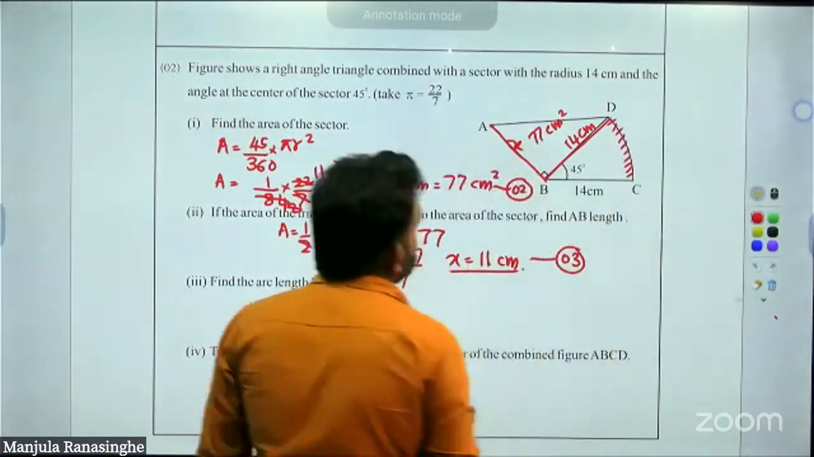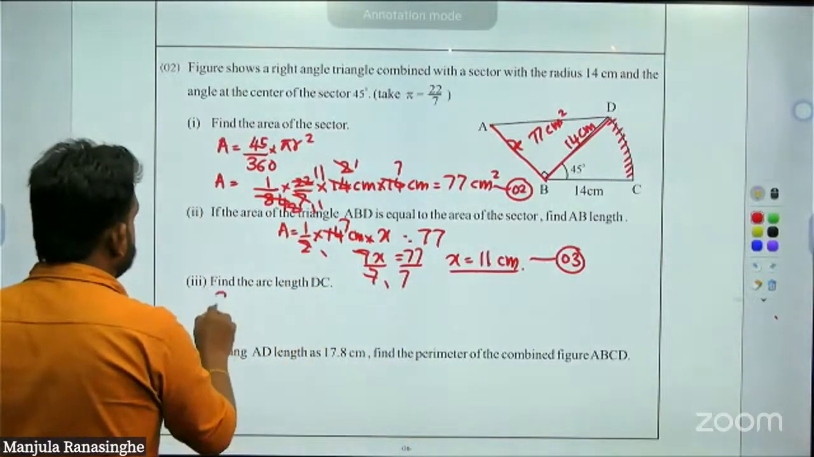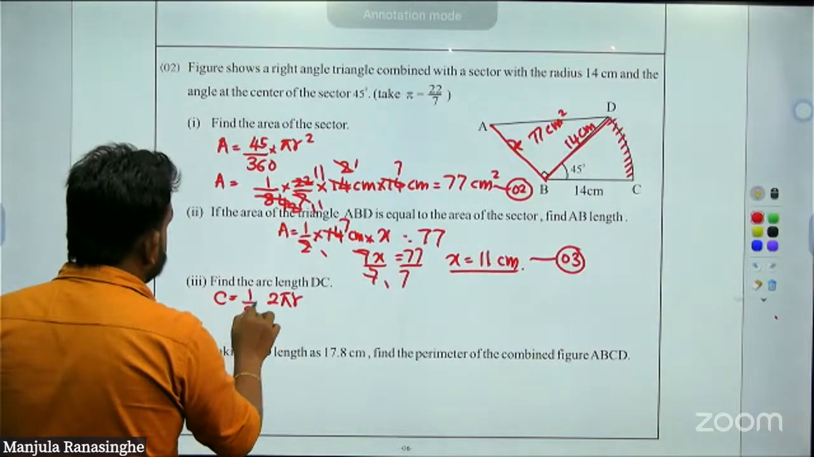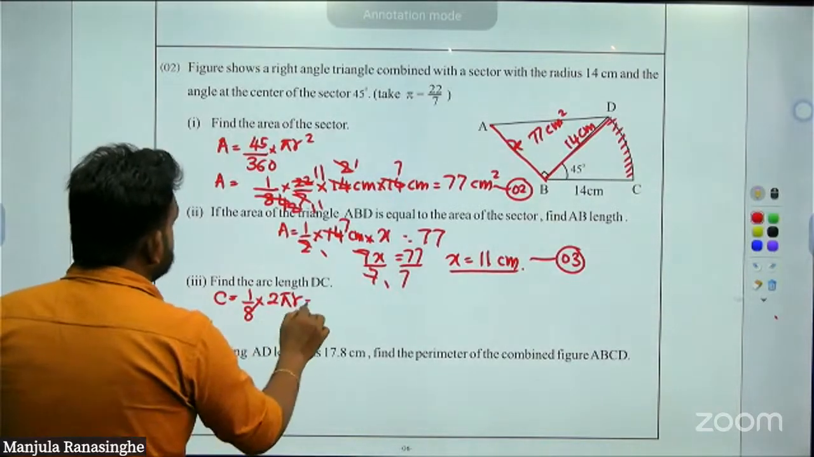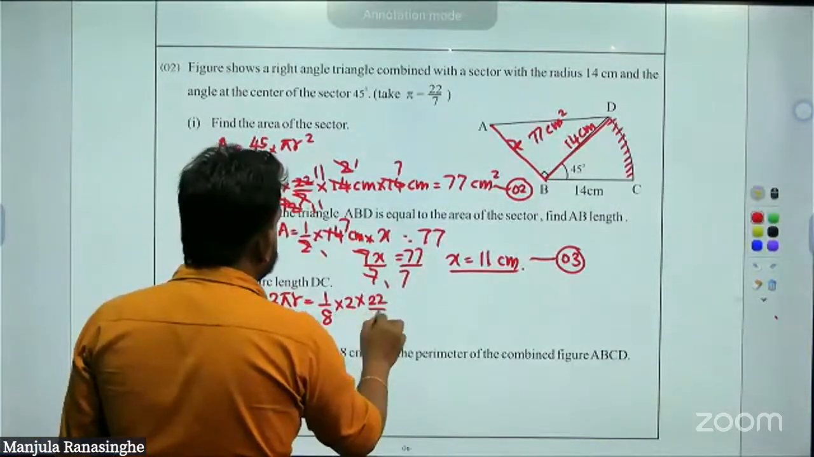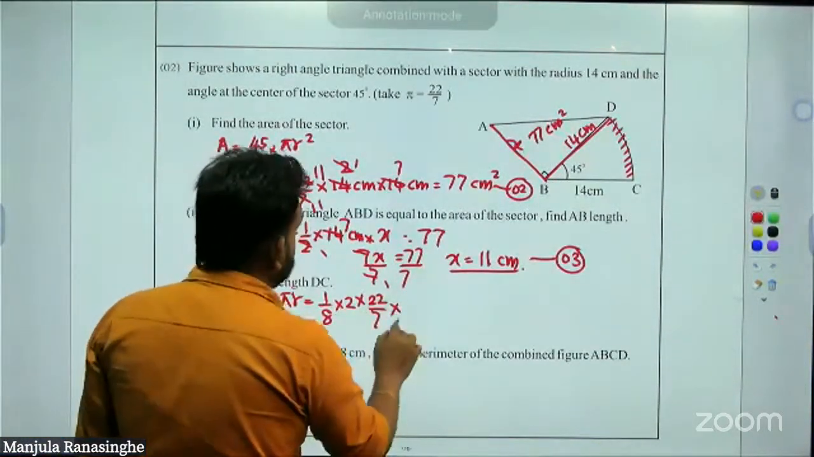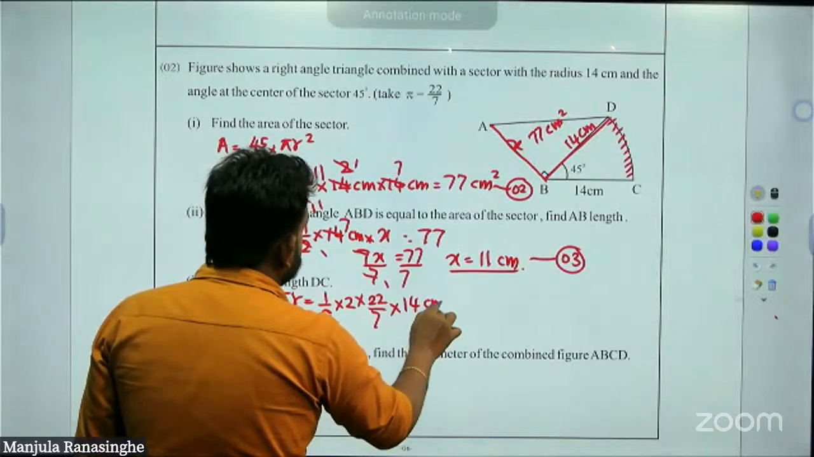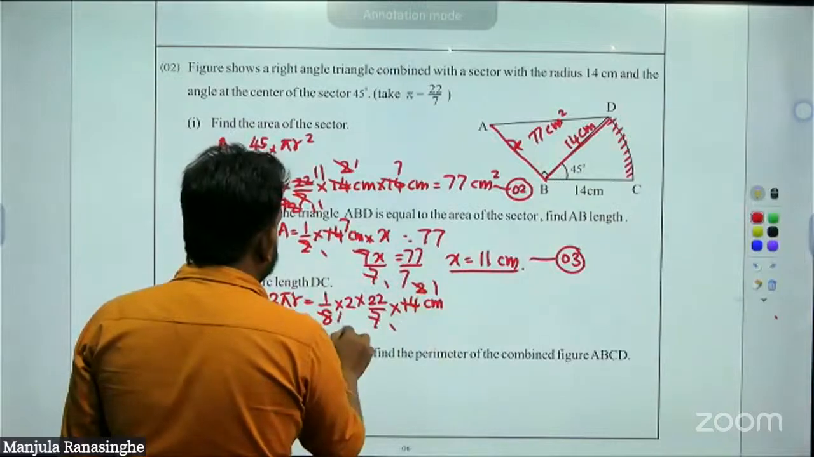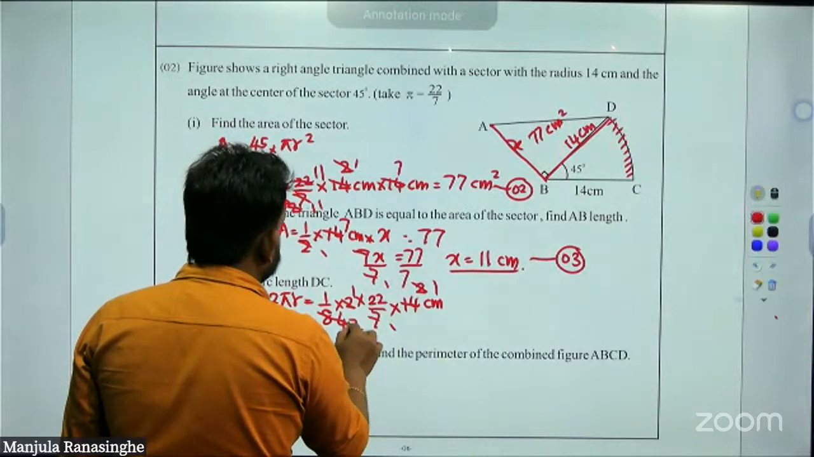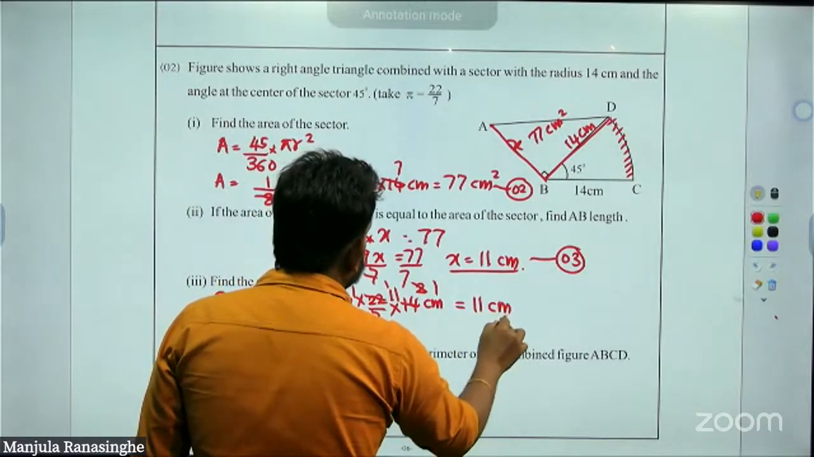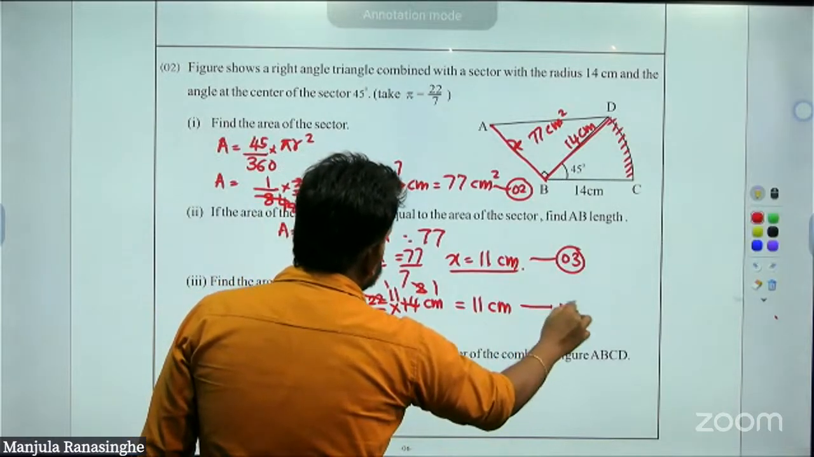You can find that one is 2πr for the full circle, but that is 45 degree. Just apply 1/8 into 2 into π into r. So you write 1/8 into 2 into 22/7 into r. r is what? That is 14 centimeters. So the final answer is 11 centimeter. That is the arc length. You have 2 marks.